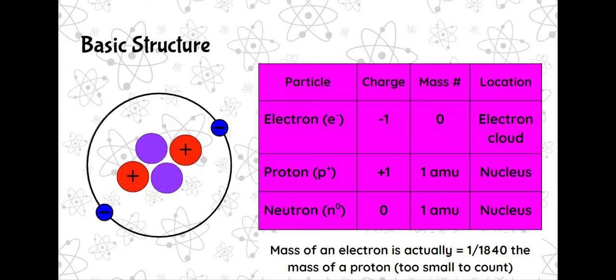All right, in the center, you have the nucleus, you have the positively charged protons, the neutrally charged neutrons. Those each have a mass of 1 atomic mass unit. And so when we figure out the mass of an atom, we simply look at the protons and the neutrons.